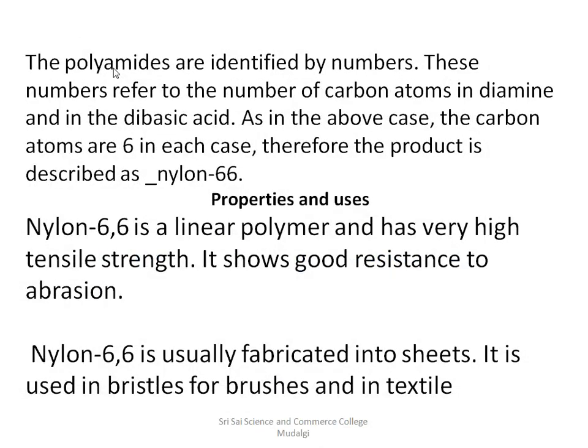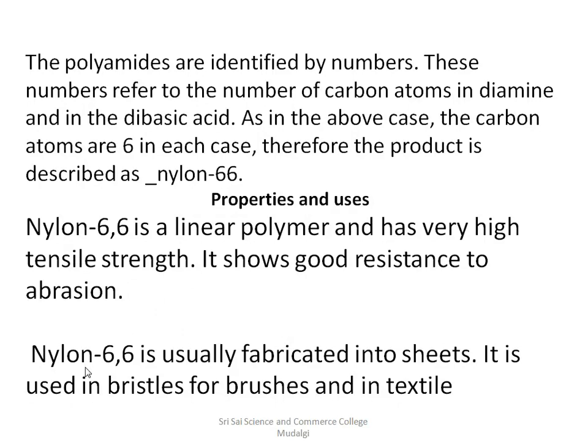Okay, so we'll see some of the properties and uses of nylon 6,6. Nylon 6,6 is a linear polymer and has a very high tensile strength. It shows good resistance to abrasion, right? These are some properties. As for uses, it is usually fabricated into sheets. It is used in bristles for brushes and in the textile industries. So these are some of the uses related to nylon 6,6.